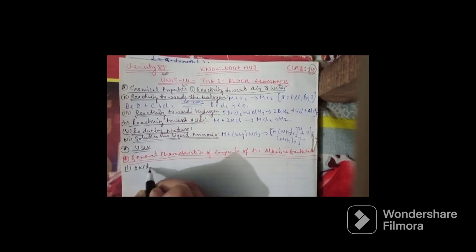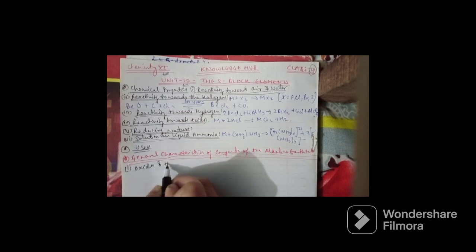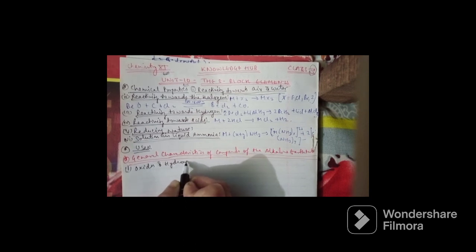The general characteristics of some of the compounds of alkaline earth metals are described below. In the same way, we'll discuss first the oxides and hydroxides. So we go for the same here. Oxides and hydroxides.